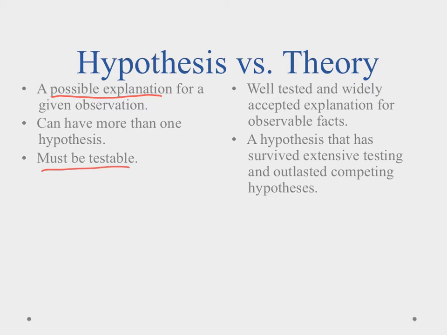If these hypotheses survive all of this testing and they outlast their competing ones, then it becomes what we call a theory. And theories are well tested and widely accepted explanations for observable facts. So a hypothesis starts off with a simple, testable explanation for what we see, and if we test it and it survives, then ultimately it will be accepted and become a theory.